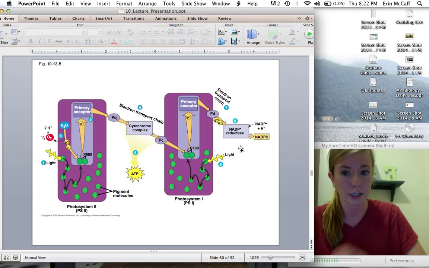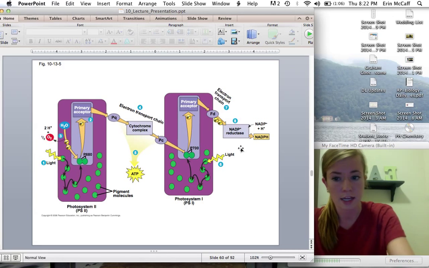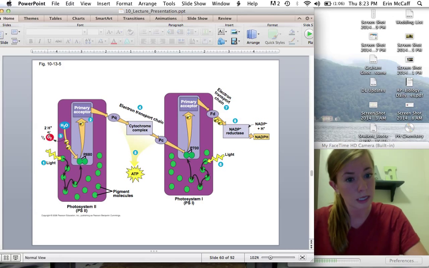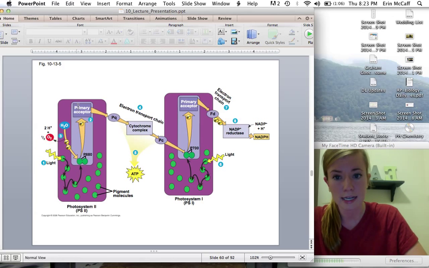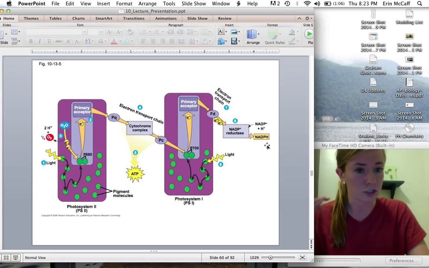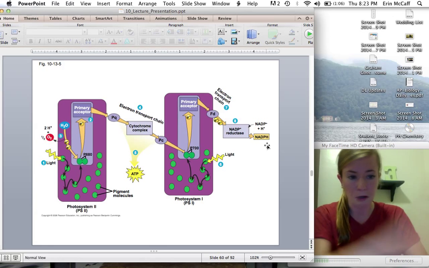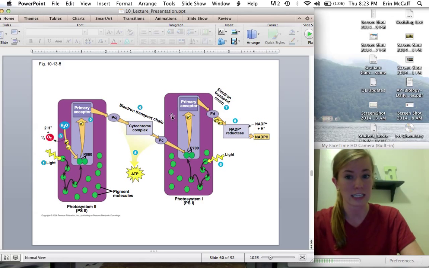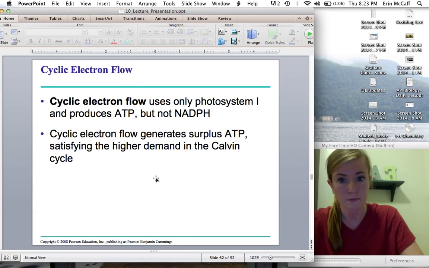So this is linear electron flow. It's a line. Electrons start down here at P680. They come from water. Remember, water splits, gives up its electrons to P680. They get excited, electron transport chain. They go to P700, get excited again, electron transport chain, and they eventually end up at NADPH. So they started at water, and they end up at NADPH. It's a line. Okay? It's one way. They're not going backwards, they're going straight. This is linear electron flow.